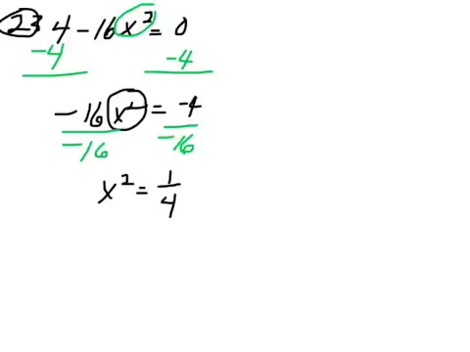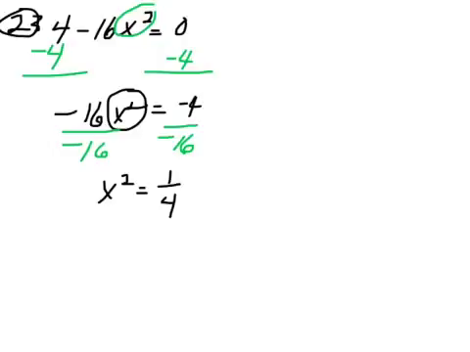Okay, if you start up at the top, we have 4 minus 16x squared is equal to 0. I want to get the x squared by itself so I could square root both sides. By the way, you could actually factor this with a difference of two squares if you wanted to solve it that way. But we're going to solve it by taking square roots since that's what this section's trying to teach.